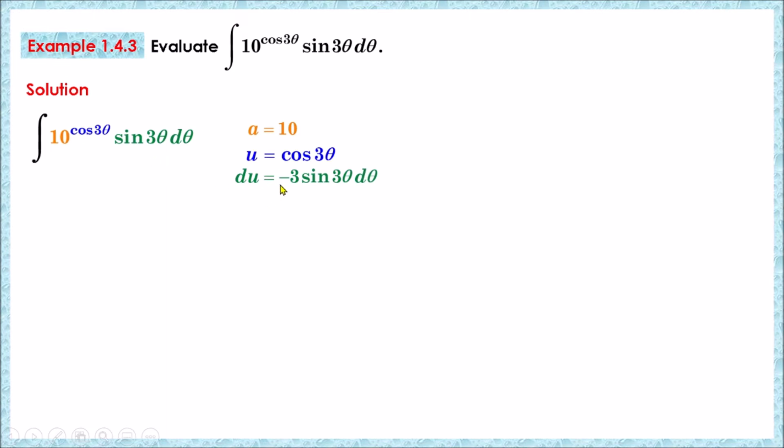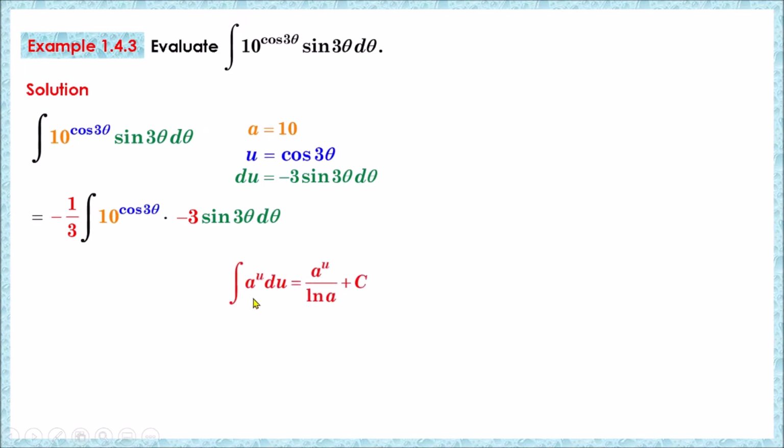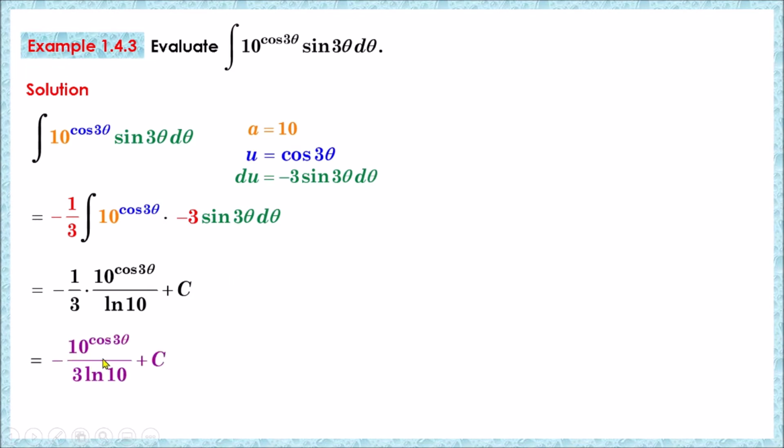Checking the integral, there is a constant factor negative 3 that is missing for this to be du. Let's supply that negative 3 inside to complete the du, then balance outside by negative 1/3. This integral now takes the form of integral of a to the u du. Hence, we have negative 1/3 times 10 to the cosine 3 theta over ln 10 plus c, or negative 10 to the cosine 3 theta over 3 ln 10 plus c.